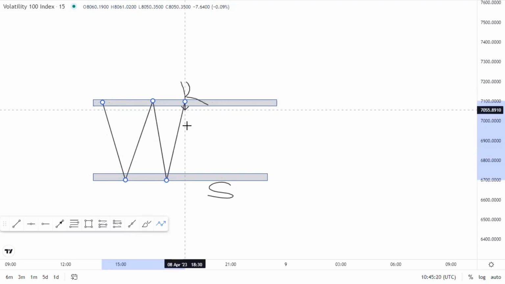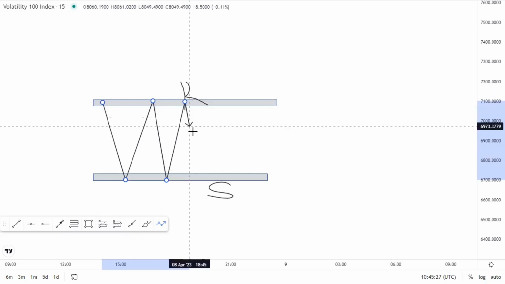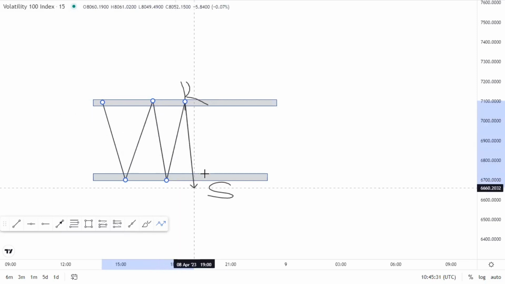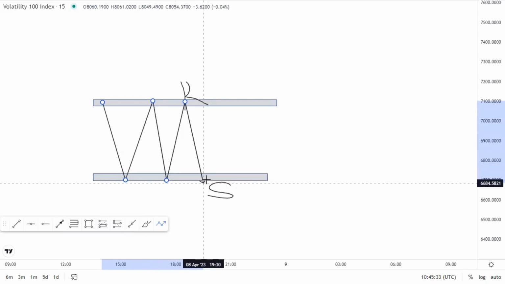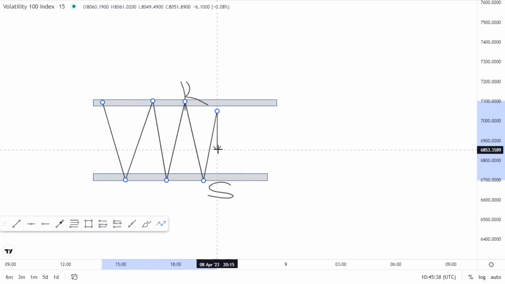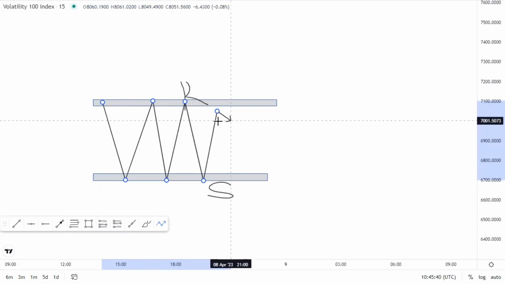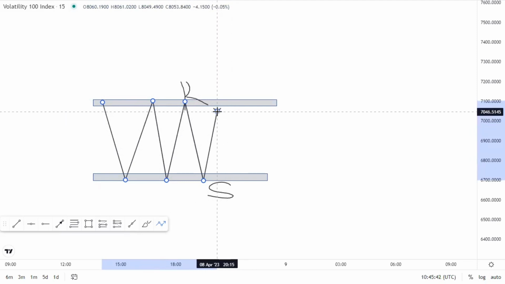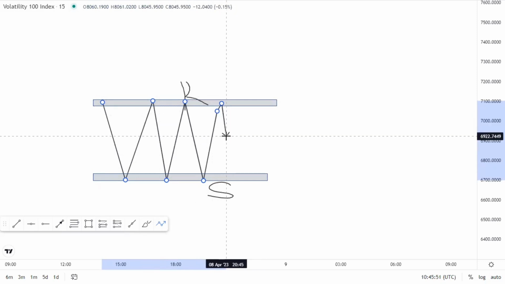The number of times the market stays within this range tells you something at the midpoint. After the first, second, maybe the third time, whenever you're buying or selling, let's assume you want to sell around this area. When you sell around this area, at the midpoint somewhere here, you should take a profit.